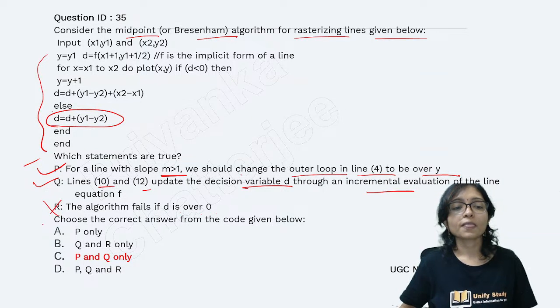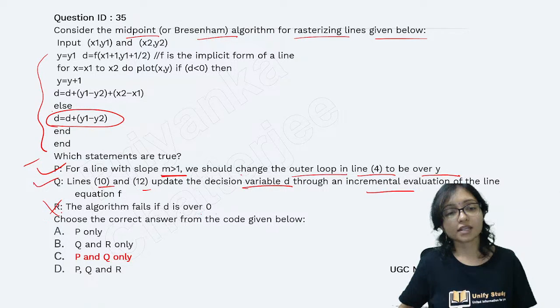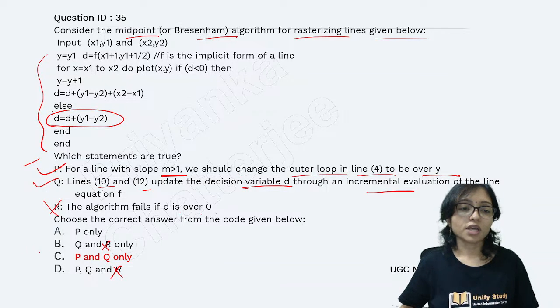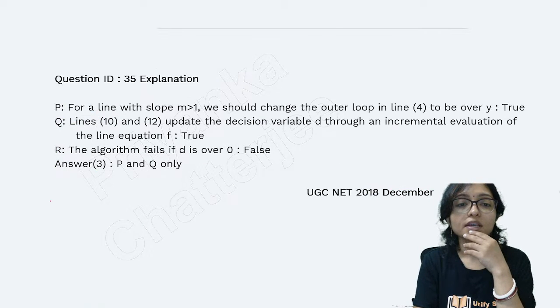The statement that the algorithm fails if d is greater than 0 is wrong, because if d is greater than 0 then it will not fail. So option R is eliminated, and you can mark the answer. Yes, P and Q will be the correct answer. Okay, yes.